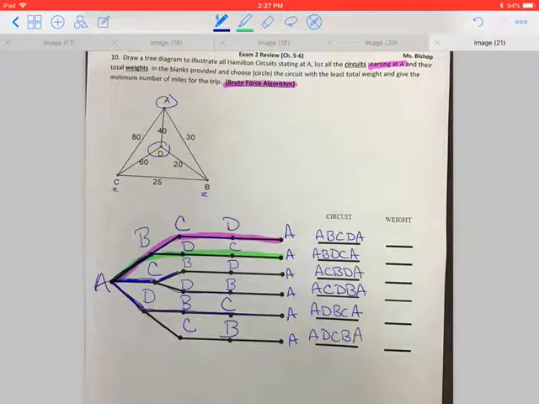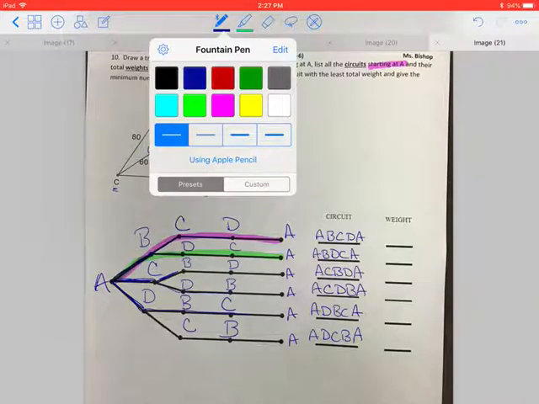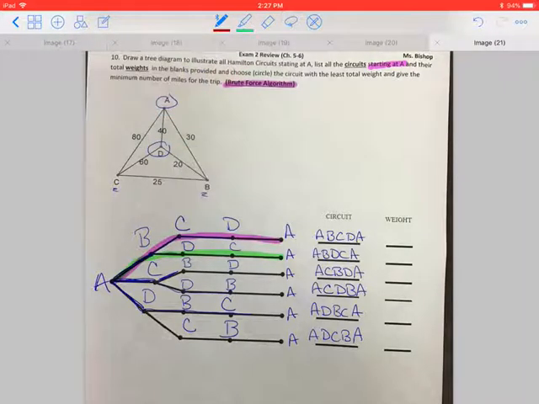And now I have to go back and I have to get the weights. So this is a little bit harder, it takes a little bit of time. So if I look from A to B, I can see that that number is 30. So I'm going to put a 30 here. All right, and then I'm looking from B to C, and that's going to be 25. So I put a 25 right here. C to D is going to be 60. So I put a 60 here. And then D back to A is 40. Now if I add all of those together, it comes out to be a total weight of 155.